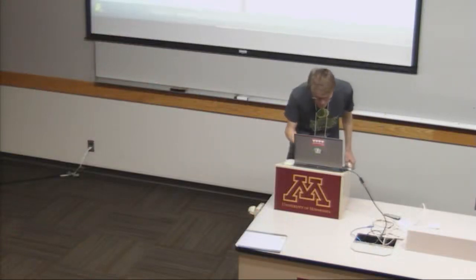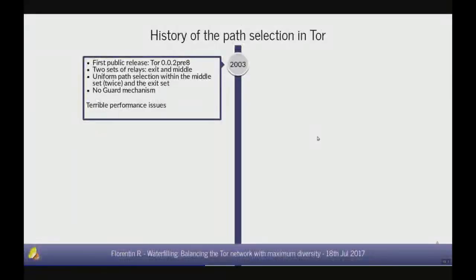First of all, in 2003, Tor was released publicly with a uniform path selection. At that time, it was quite logical because uniformity does not give any incentive to an adversary to be on a particular path. So that's what you want in some anonymity systems. But this has some performance issues that you can imagine. If I have a Raspberry Pi at home and a big server at OVH, both of them are used the same way. And that's something that you don't want for both of them.